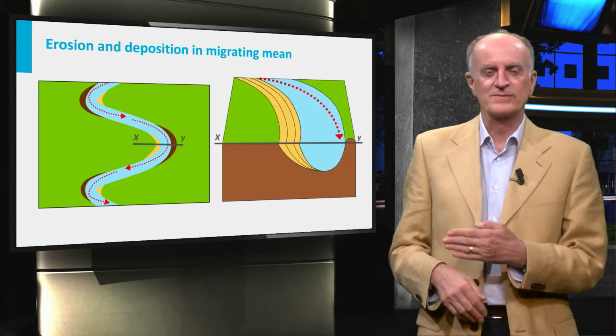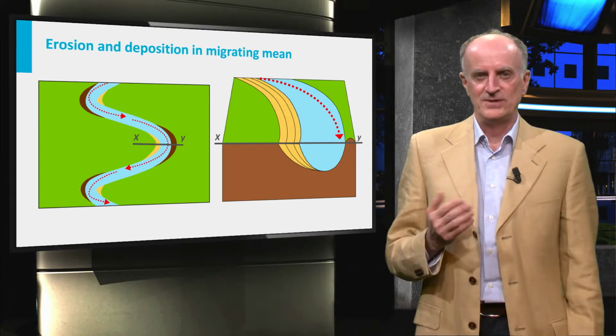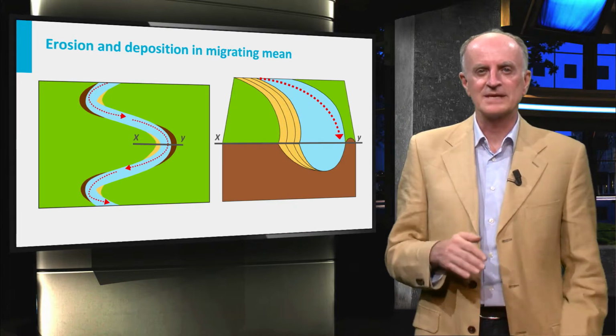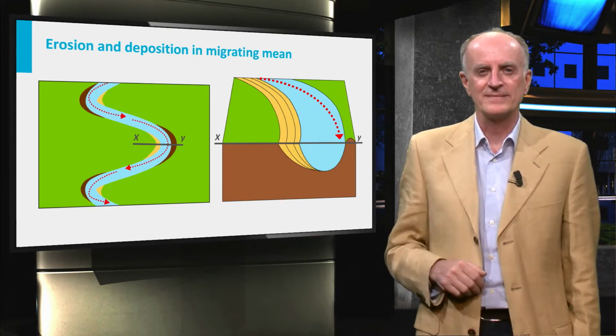In a vertical section through the meander, you can see the effects. On the right-hand side, you can see the sediments being eroded. On the left-hand side, sediments are being deposited with beds inclined towards the riverbed.